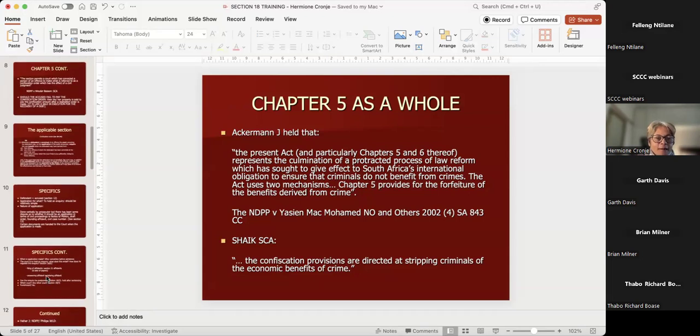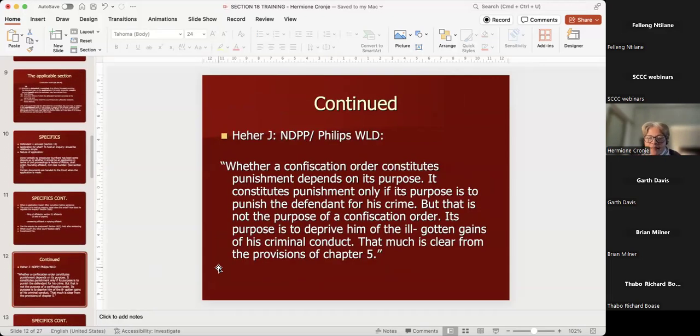And I think often people struggle with these different concepts. And so just to confirm, in NDPP versus Phillips, the court was very clear. Confiscation constitutes punishment only if its purpose is to punish the defendant for his crime. But that is not the purpose of a confiscation order. Its purpose is to deprive him of the ill-gotten gains of his criminal conduct. That much is clear from chapter 5.